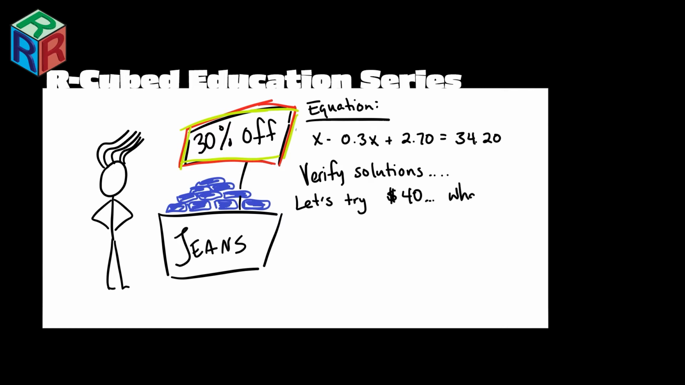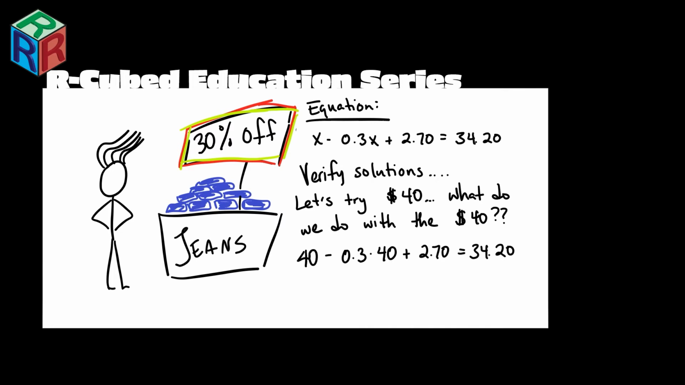So we're gonna try out $40. So what do we do with the $40? That's right, we plug it into the equation. So now it's gonna replace every single X. We do some math, multiply, add, subtract, and we end up with $30.70 equals $34.20. Is this true? Definitely not.